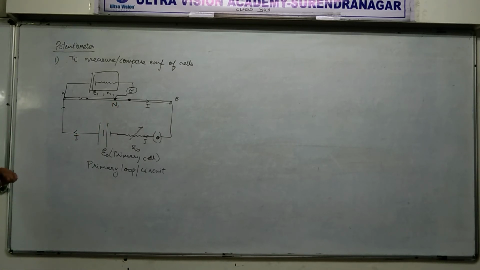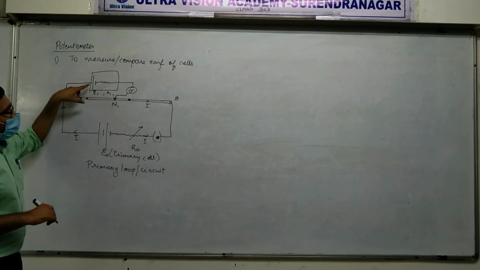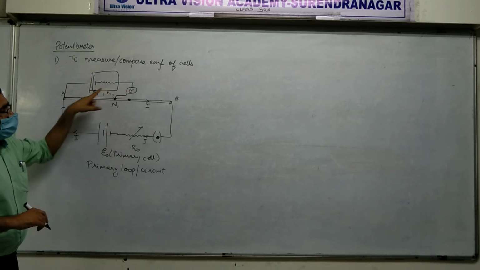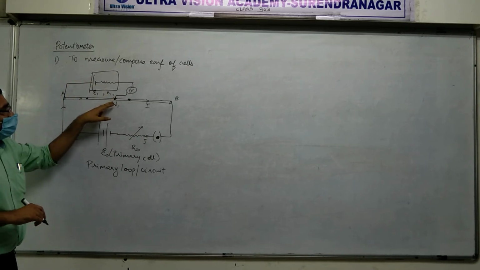I'll repeat what we did. This is all on anyway. We connect something from here. We connect a galvanometer. A cell is there. Cell's positive is on this side. Is it okay? And connect here.